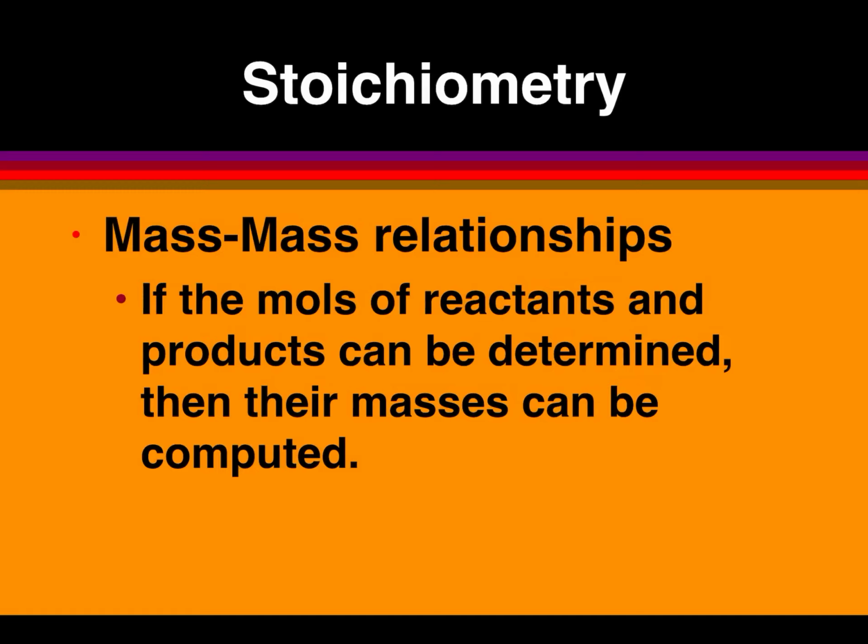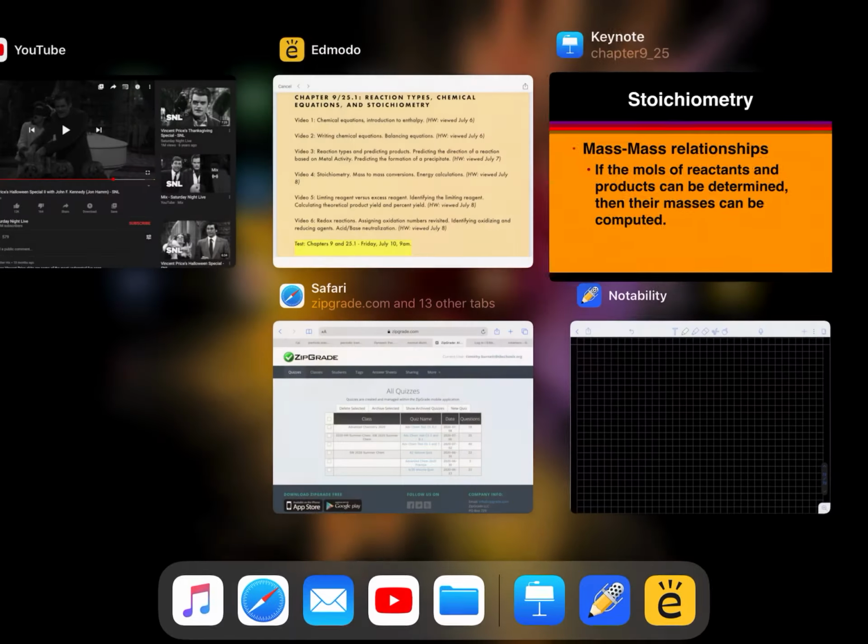Okay, welcome back. So the next part of the chapter after predicting products are mass-to-mass relationships, which we call stoichiometry. It says, if we know the moles of reactants, then the balanced equation will tell us the moles of the products, so we can predict how much mass of product we're going to get.